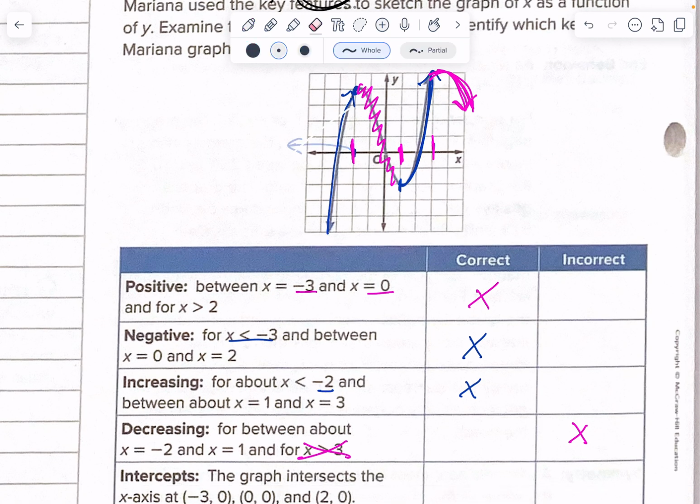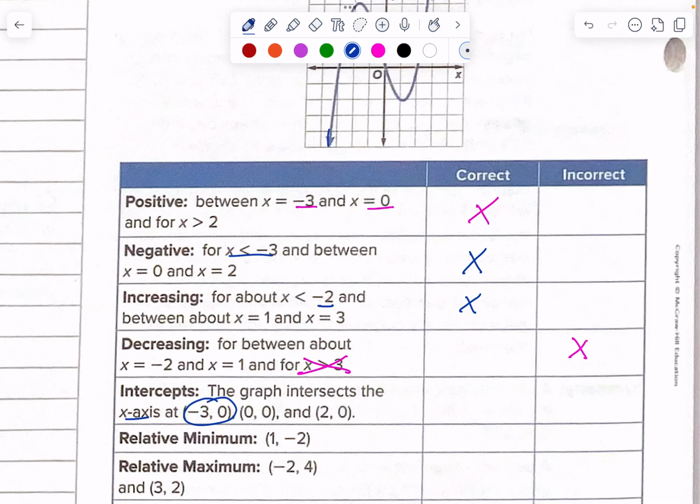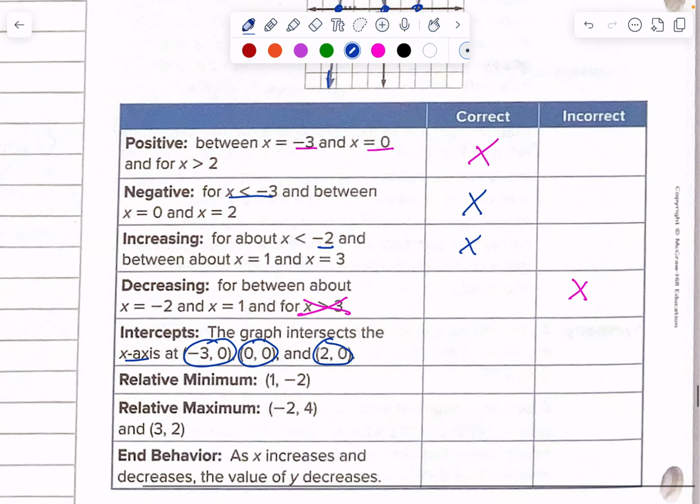Intercepts. Let me erase all my stuff again. Intercepts. Does he have an x-intercept on the x-axis at (-3, 0), (0, 0), and (2, 0)? Yes, that is correct. Okay.